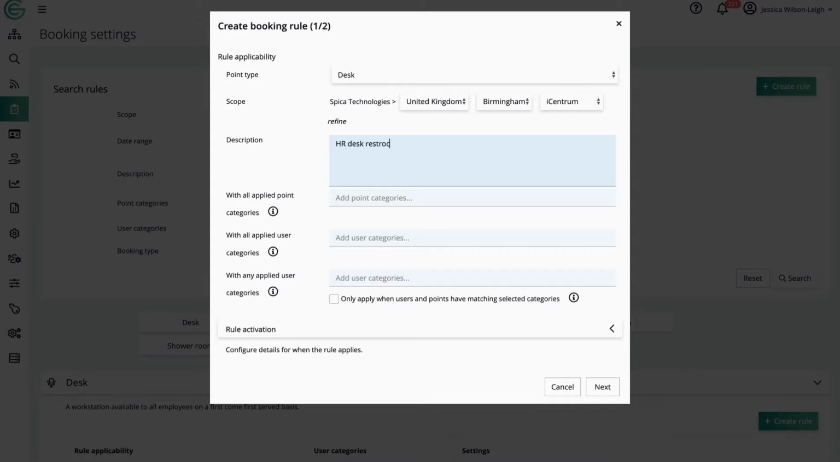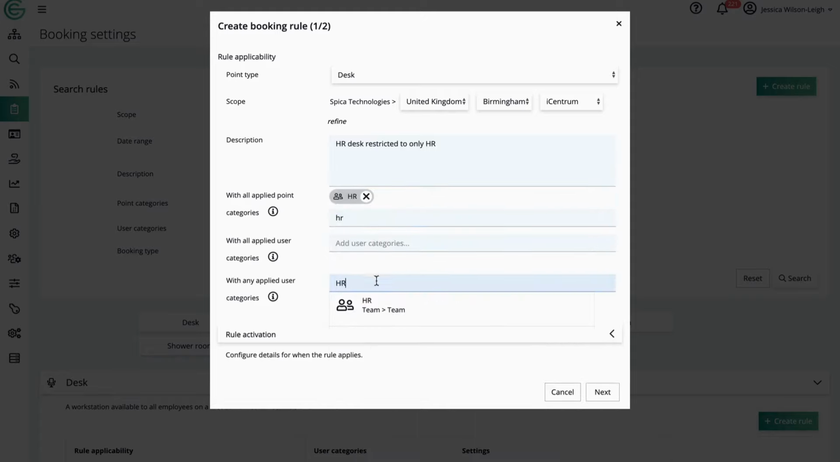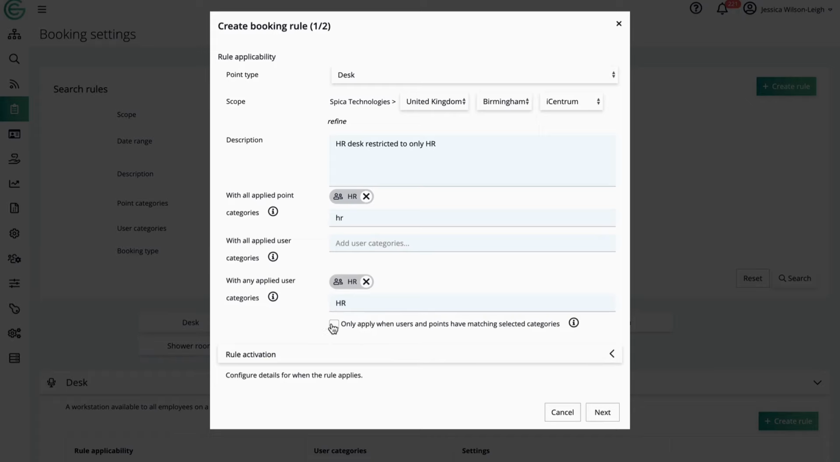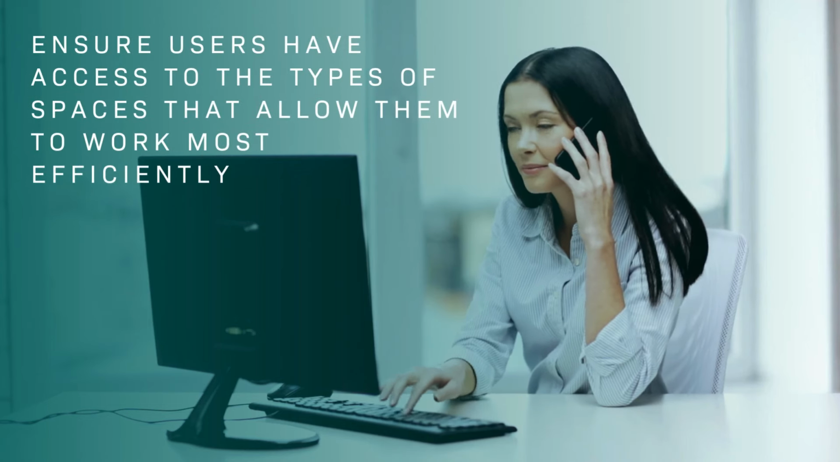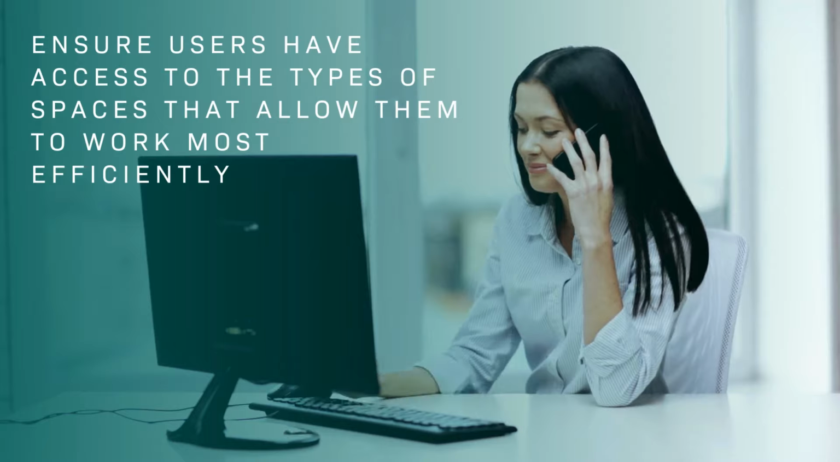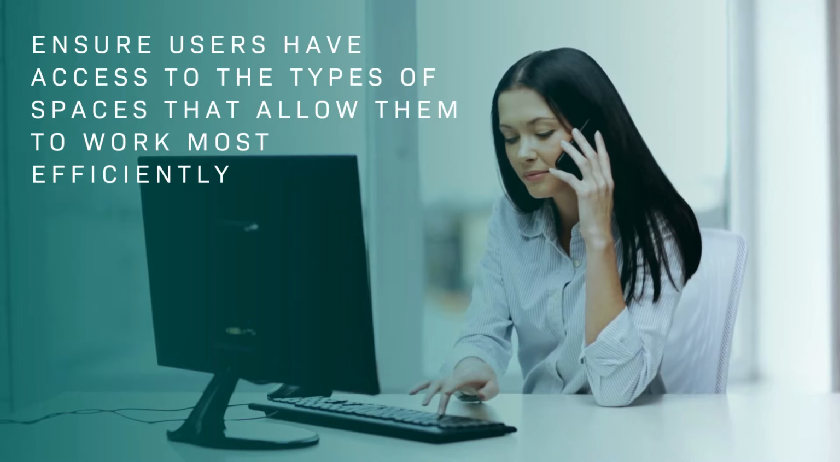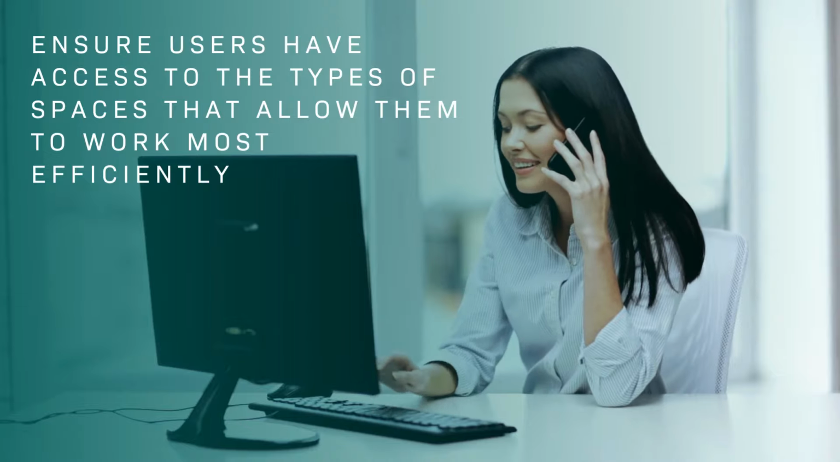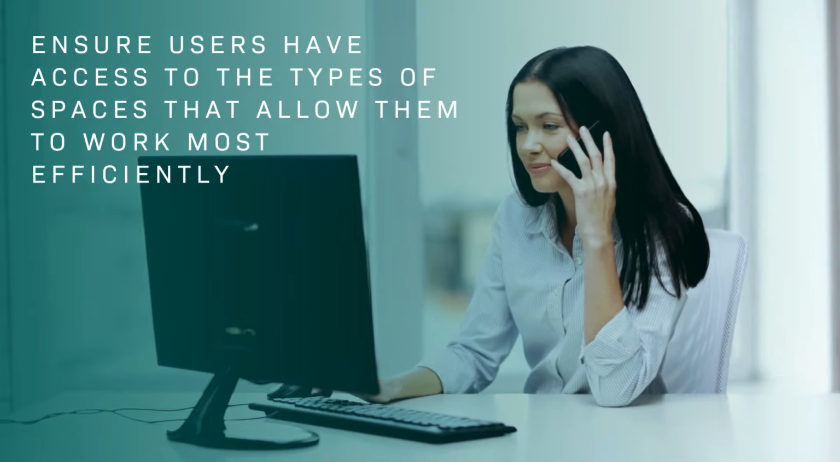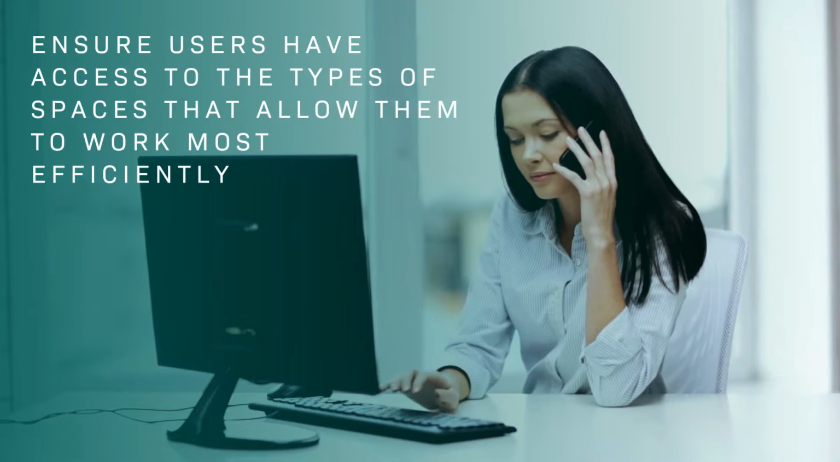Now select the HR point category to ensure this rule is specific to all desks that have the HR category applied. We also only want the rule to apply to users within the HR team, and so we'll choose HR as the user category. We will check the checkbox here to ensure that the rule only applies when users and points have matching selected categories. In other words, booking is only allowed for this resource type when it is the HR team members booking HR-specific desks.